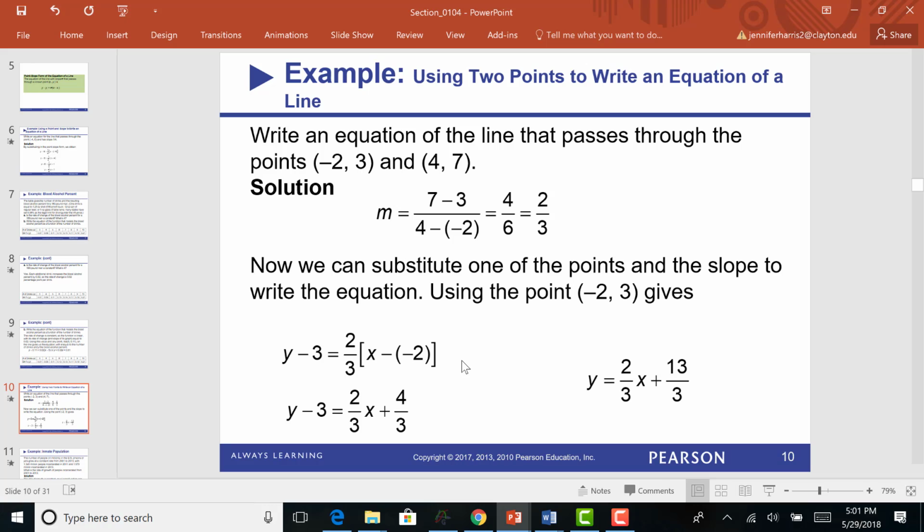Would I have gotten the same thing doing it this method? Yes. Would you still end up having to add fractions? Yes. And whole numbers? Yes.